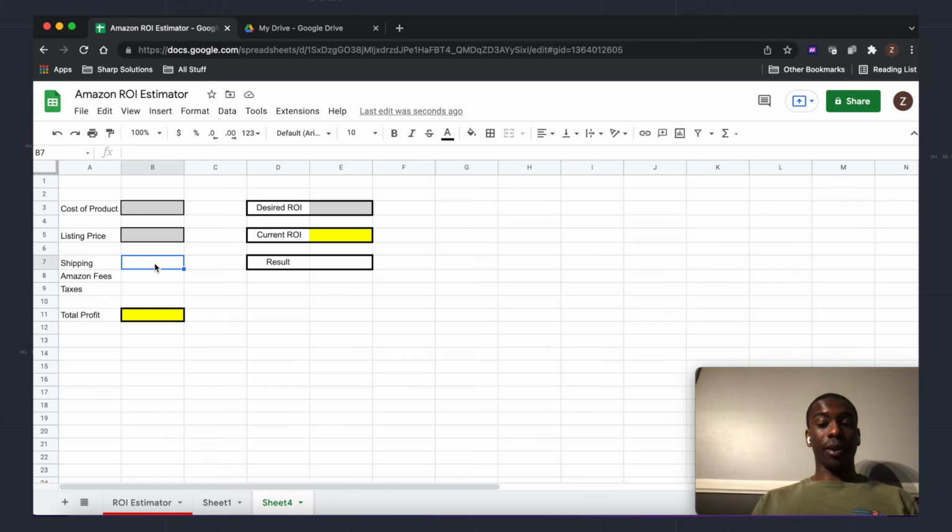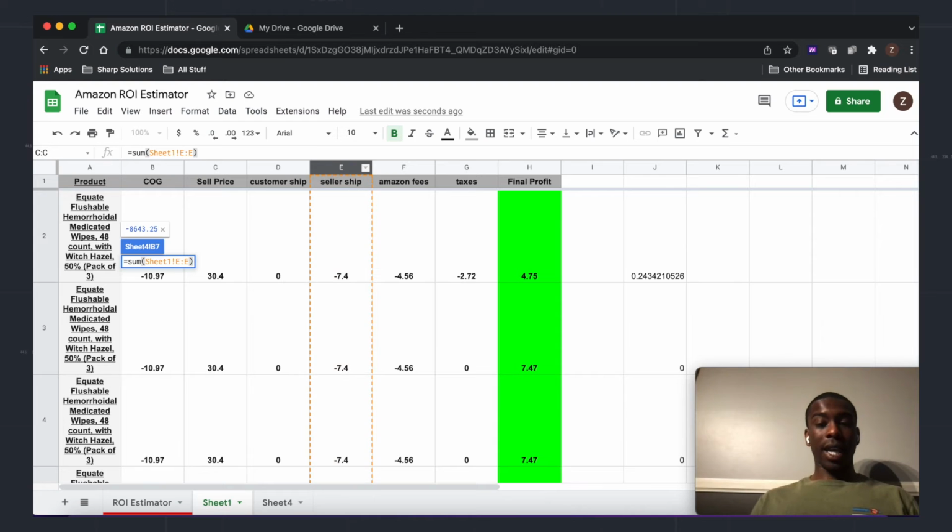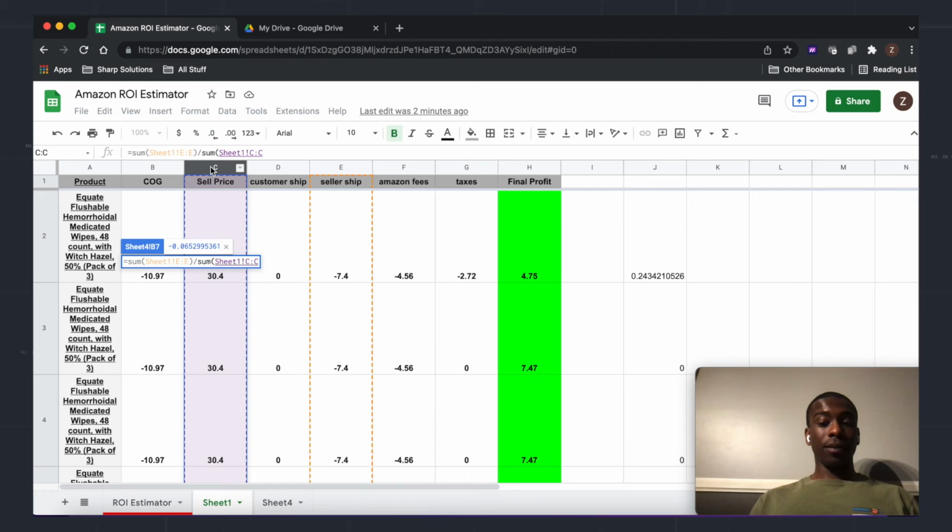And to do so, I will come into this cell, type equal sum, and this is going to be shipping. So I will come over here to sheet 1, seller shipping, close that and divide it by the sum of the sell price, close that, and I will wrap this formula right now in parentheses for order of operations purposes. As we can see up here, it is currently giving me a negative 0.065, so that's right around negative 6%.